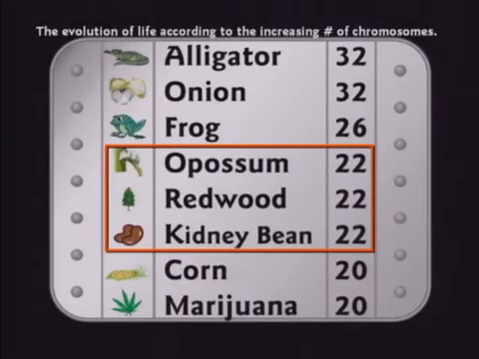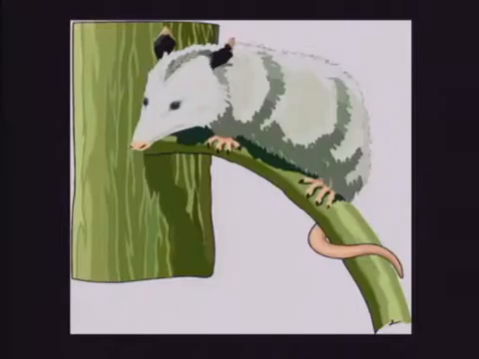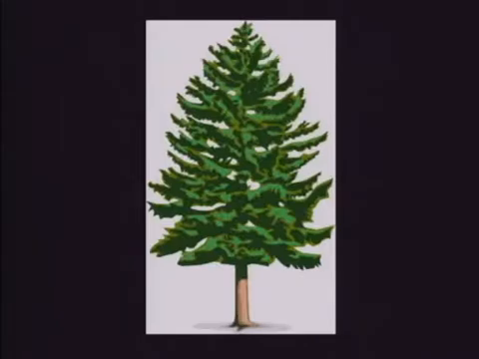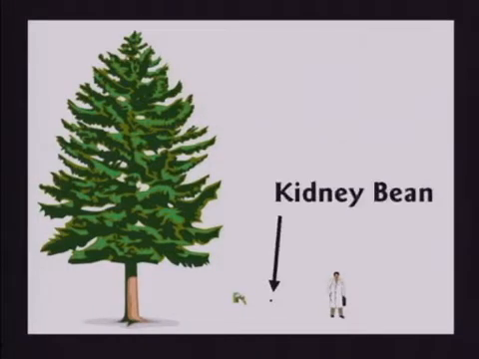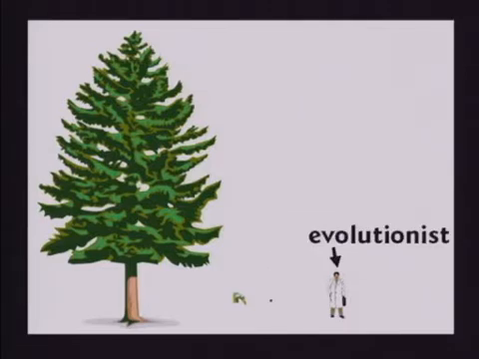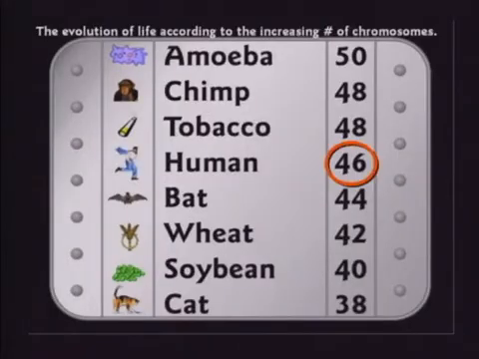Did you know the possum, the redwood tree, and the kidney bean all have 22 chromosomes? The average scientist cannot tell them apart. Let's see, possum, redwood tree, kidney bean. Yeah, let me see. Tree, got it. Possum, oh, we got it, folks. There we go. And then slowly, over millions of years, we evolved to a human. Here we have 46. And if we can just get 2 more, we're going to be a tobacco plant.